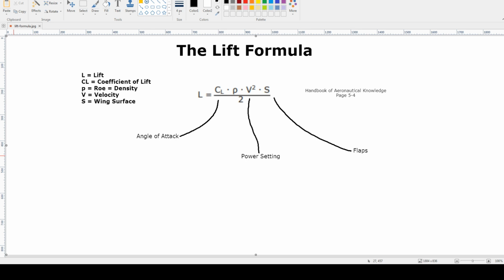The coefficient of lift is your angle of attack. If you increase it, lift increases. If you decrease it, lift decreases. Rho is the density of the air molecules around you. There is no way for us to control them during flight, we can only calculate them. V squared is our velocity. We can control that by adjusting our power setting. And the surface of the wing is static. However, we can set flaps to increase our surface or to decrease our surface during flight.